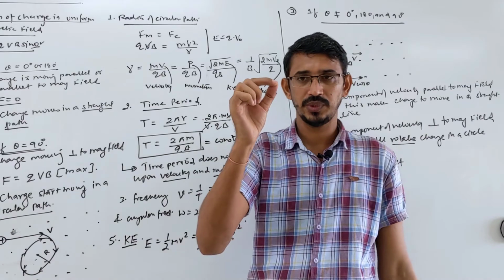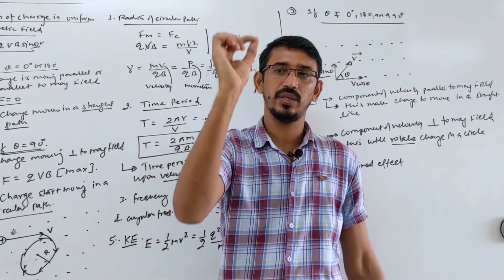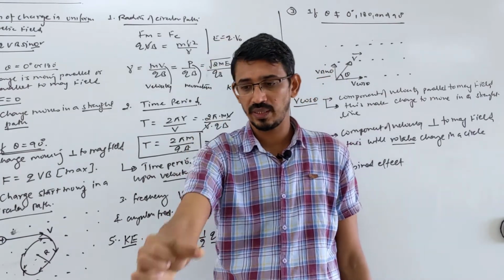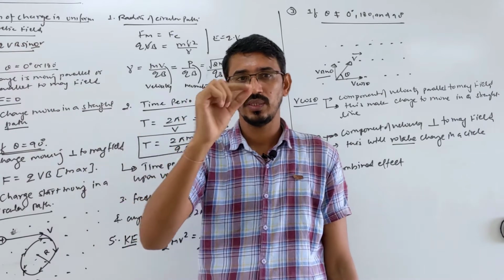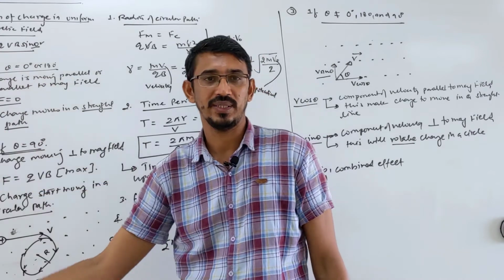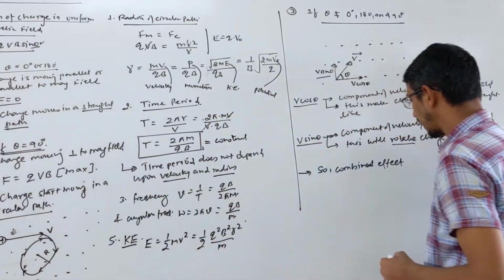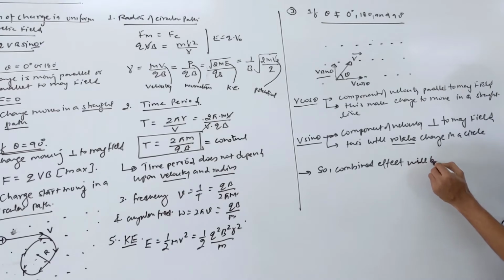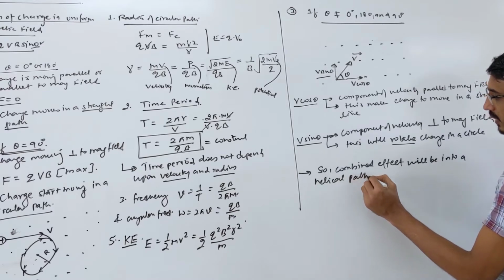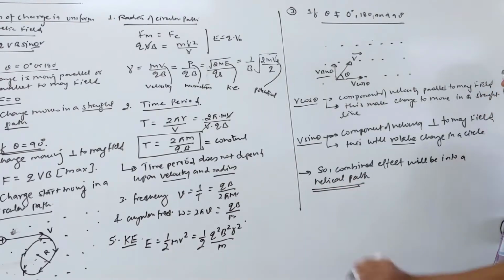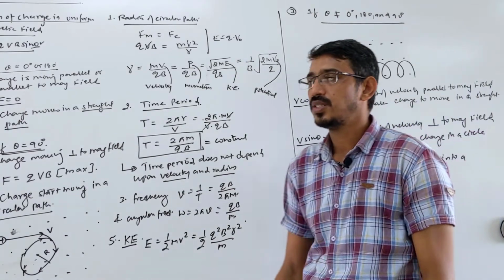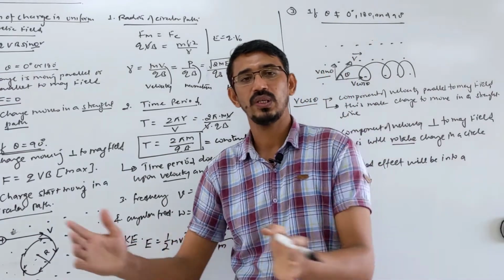Suppose the charge starts from this point. With only circular motion, it would start rotating and come back to the same point, right? But this charge is moving in a circle and going forward also. So what happens? You get a helical path, like a spring. So the combined effect will be a helical path. What path will the charged particle follow? A helical path, like this type.